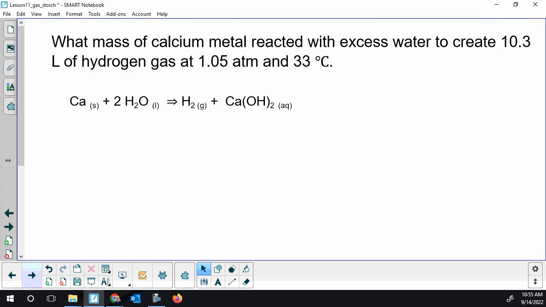So our last question that you're going to solve: what mass of calcium metal reacted with excess water and made a little over 10 liters of hydrogen gas, a little over an atmosphere, and 33 degrees Celsius? So I'll let you work on this and I'll slowly put up the answer in pieces after I think you've had enough time to get through those calculations.